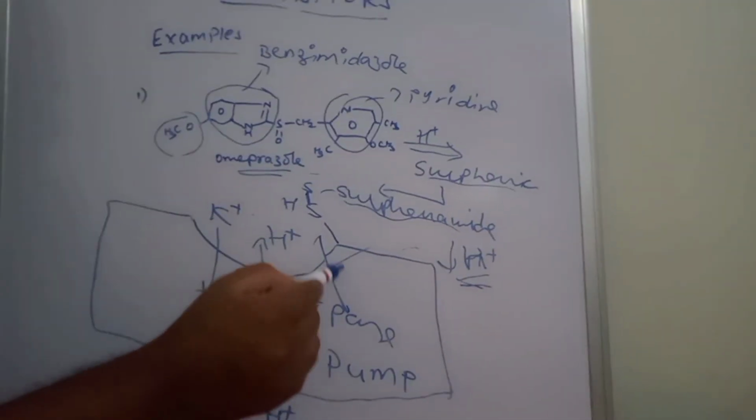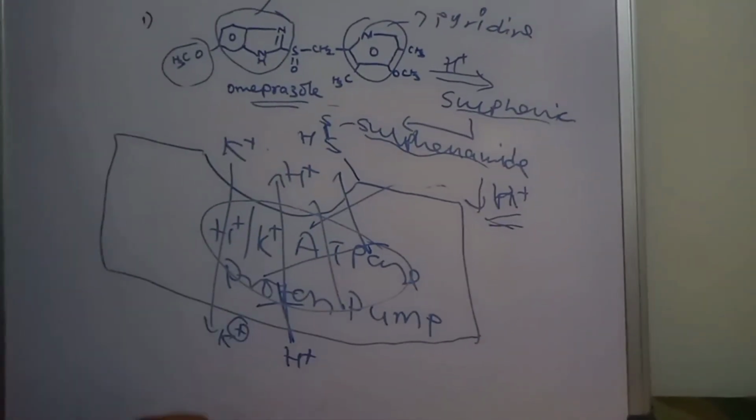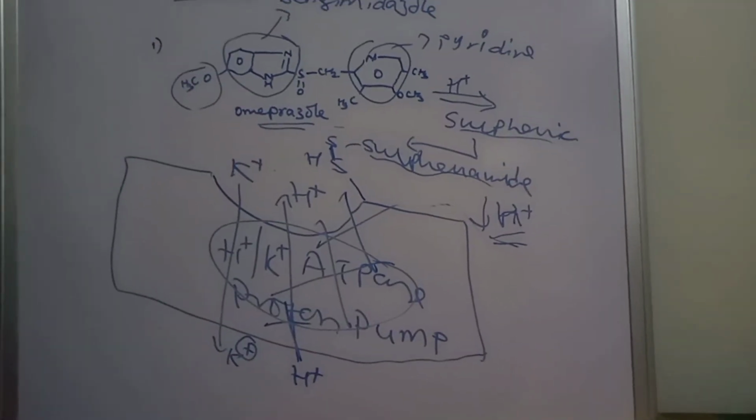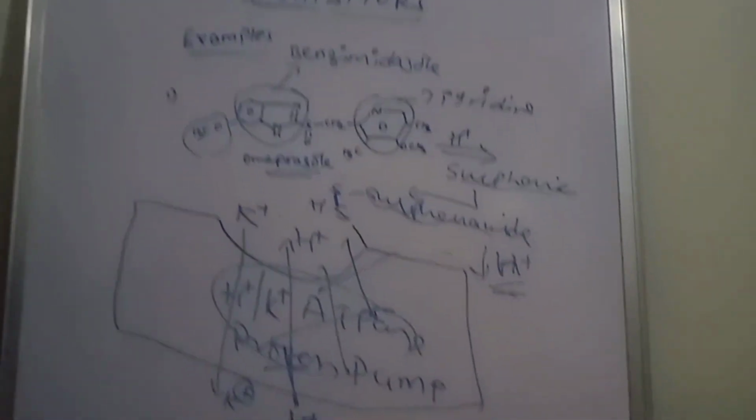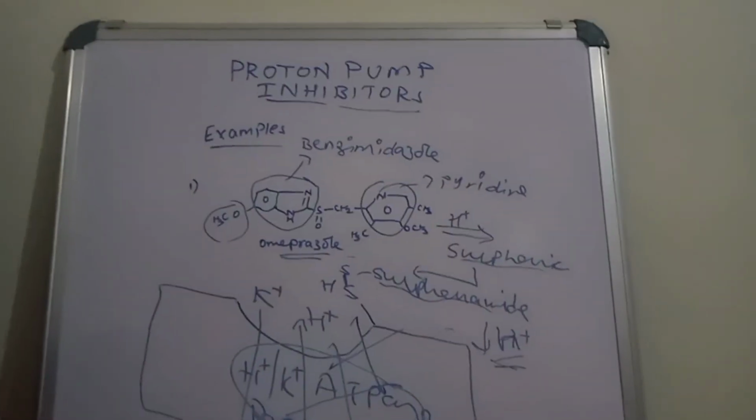So this particular proton pump is blocked, meaning there is no influx of hydrogen ions into the stomach. This is all about proton pump inhibitors.